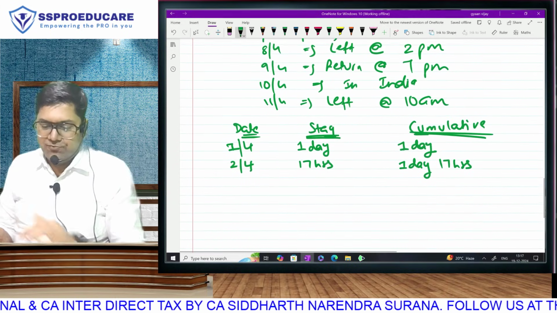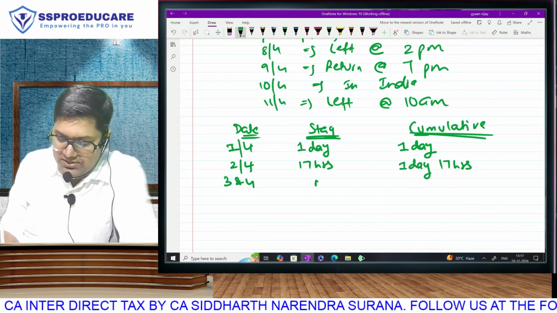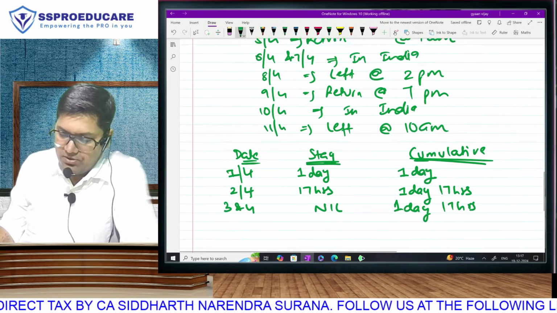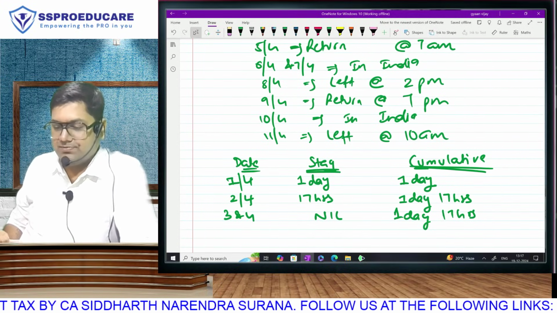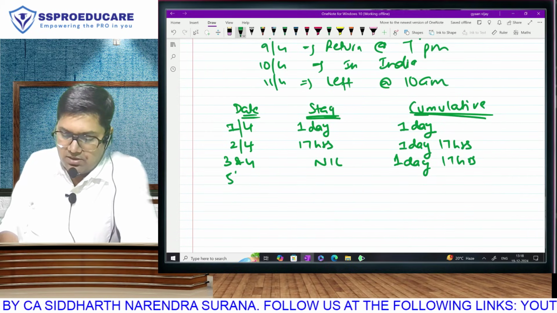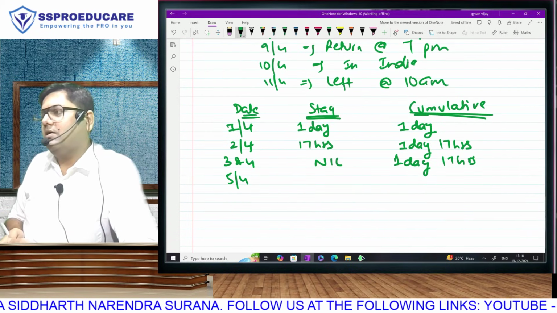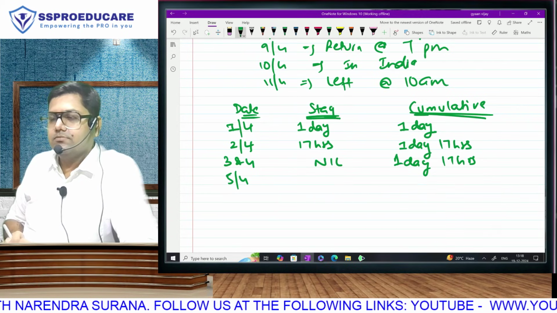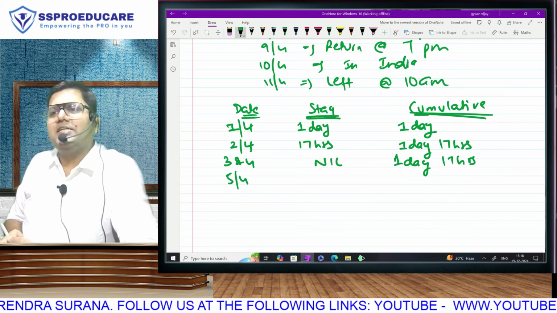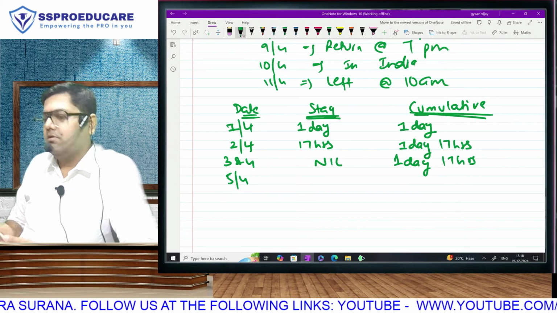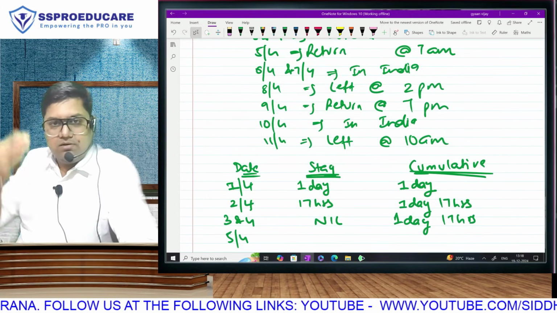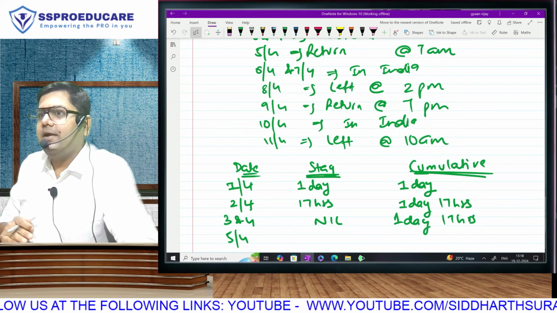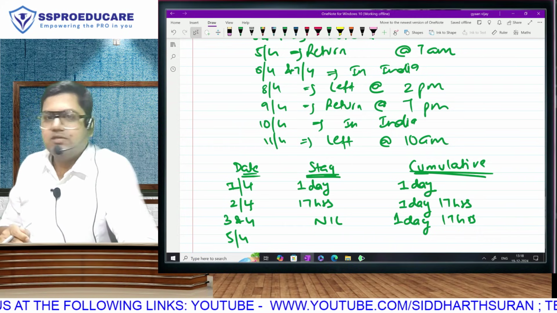Correct? 3rd and 4th, where was he? That means, can I say this is 0 and this remains 1 day? And now let's talk about 5th April. 5th April, what time he came back? 7 a.m. Come on, tell me. Stay in India, how much? When 5th April started, at that time, where was he? Outside. Midnight, outside. 7 hours gone. Morning 7 he entered India. Correct? 7 hours gone.